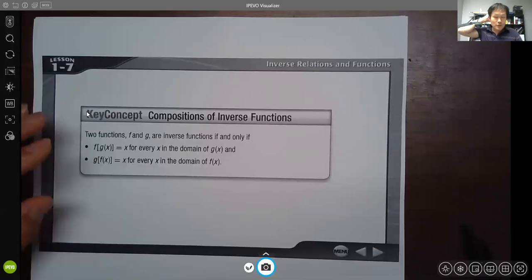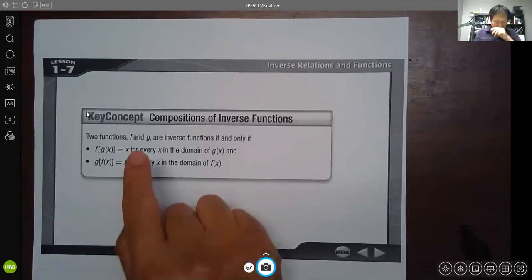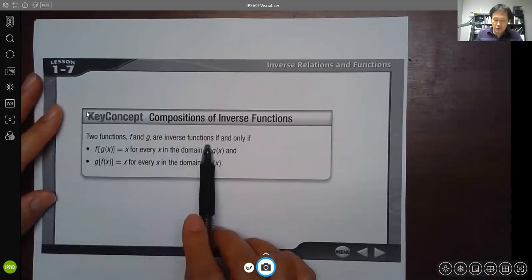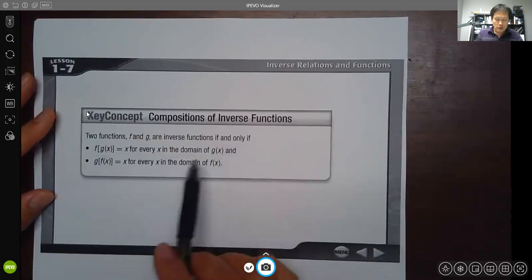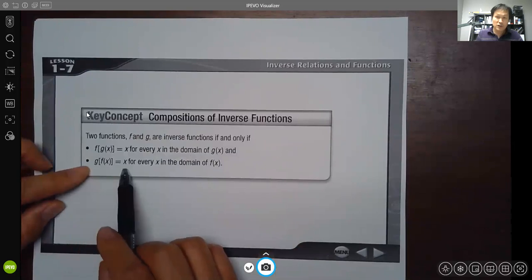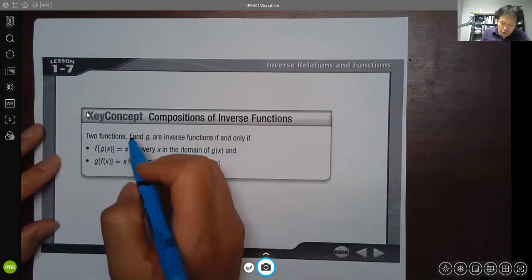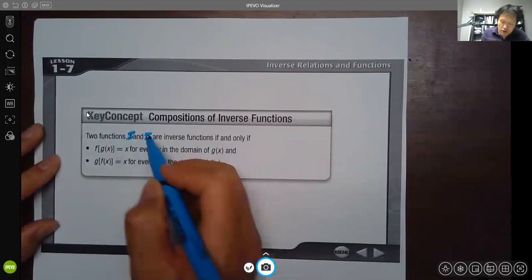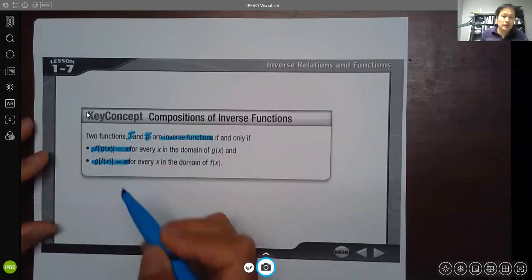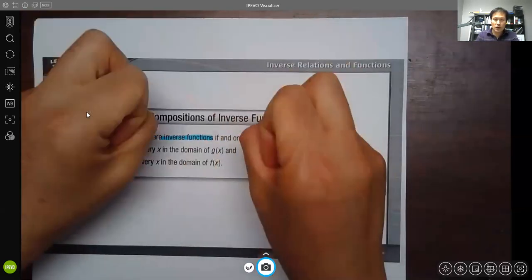Okay, 1.7 pre-calculus, part 2, continuing from previous part 1. Composition of inverse functions. Two functions f and g are inverse functions if and only if f of g of x becomes x, and g of f of x becomes x. So two functions f and g are inverse functions if it satisfies this and if it satisfies this. This is the way you show two functions are inverse functions of each other.